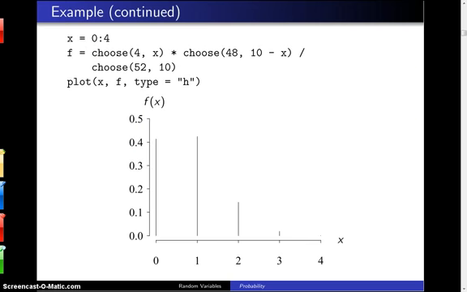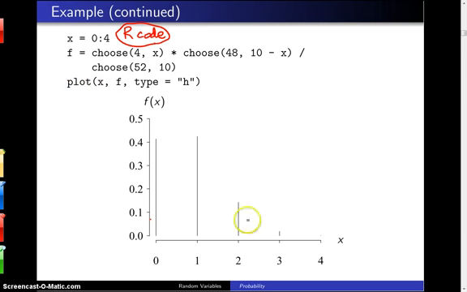Now on the next page, if you want to plot that probability mass function, this is again our code, and we set the vector x to 0 through 4. Those are the support values. Then we have 4 choose x times 48 choose 10 minus x up top, divided by 52 choose 10. This time we're using the choose function here rather than writing them out as factorials. And then we use this same plot command from the previous example.